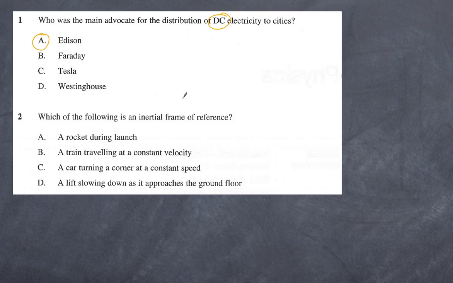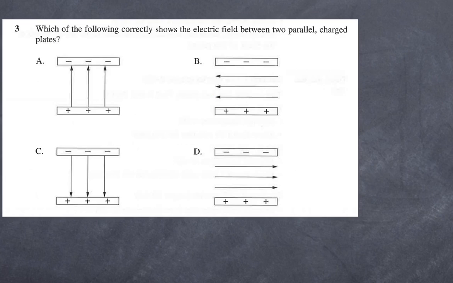Question number 2. Which of the following is an inertial frame of reference? Well, an inertial frame of reference means that the acceleration is not present. It's 0. If you look at all the responses here, a rocket launch, a car turning a corner at constant speed, a lift slowing down as it approaches, these are all accelerated situations. So B, traveling at constant velocity, is our only possible answer for an inertial frame of reference.